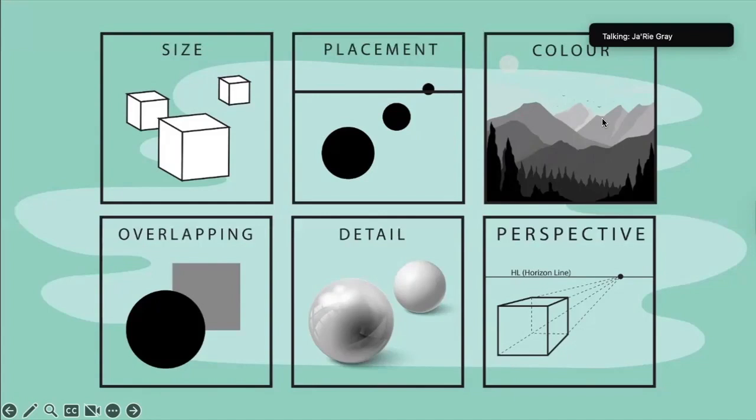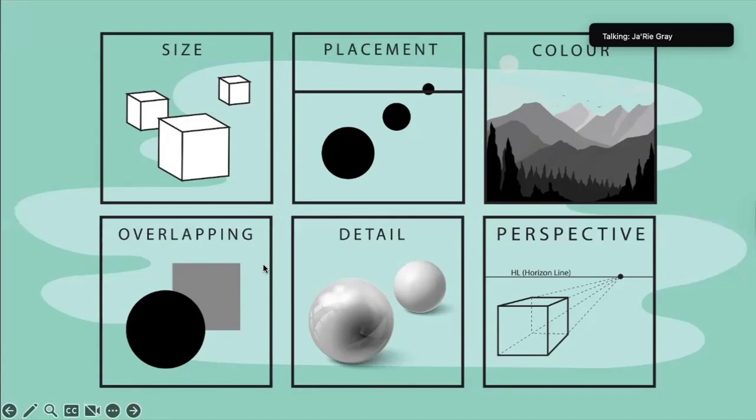Then also, although it says color, this is just organizing your values. Darker in the foreground. As we move into space, it gets a little bit lighter. That also helps with giving the illusion of space. And this will transfer over into color as well. Typically, it's more temperature, where you'll have warmer colors in the foreground, cooler colors in the background.